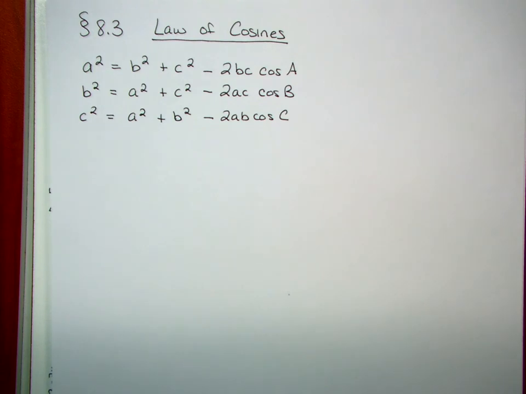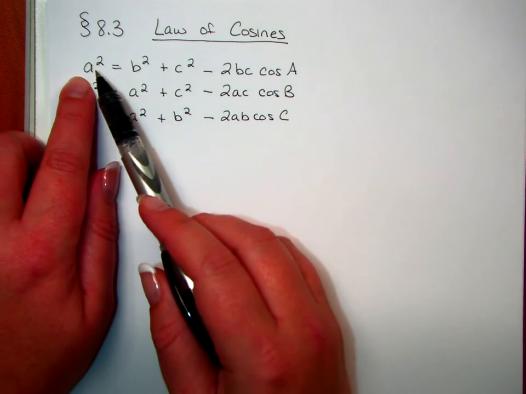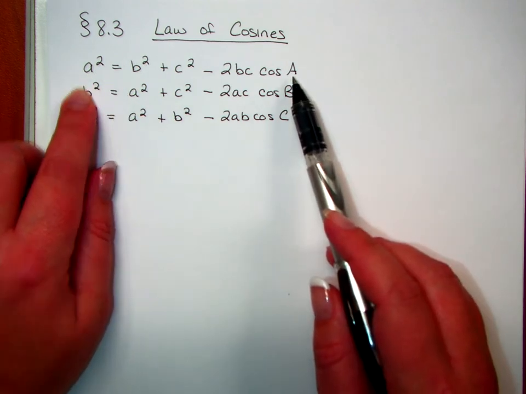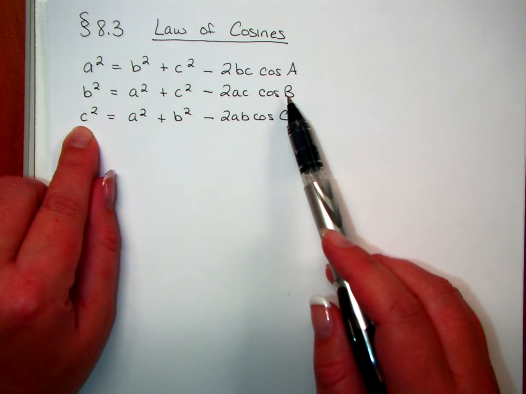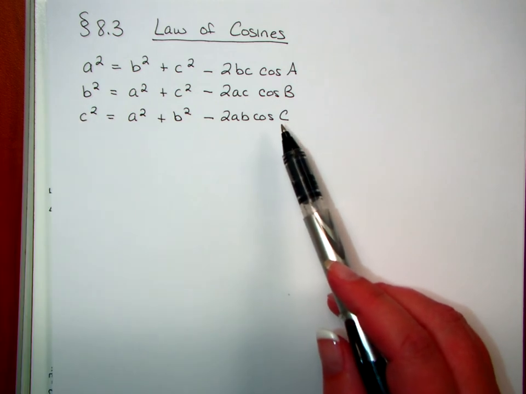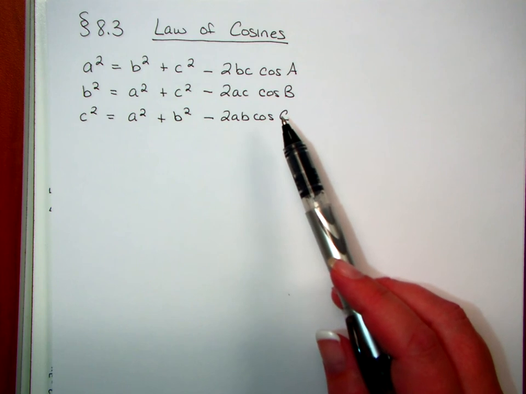Section 8.3, Law of Cosines. I went ahead and started you off with the formula already on the page, because this formula is a little bit more involved than law of sines. But I do want you to notice the a squared equation has cosine of angle A at the end, the b squared has angle B at the end, and c squared has angle C at the end, just to point that out.